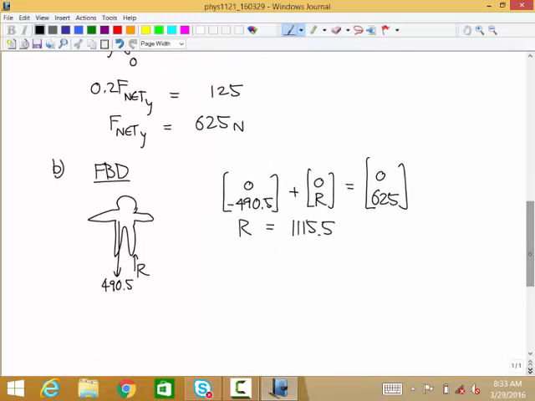Okay. And so then if you're trying to find the force vector on the person by the ground, that's this. All you have to do is fill in the variable. So this is F on the person by the ground. So the force on the person by the ground is equal to 0, 1115.5.